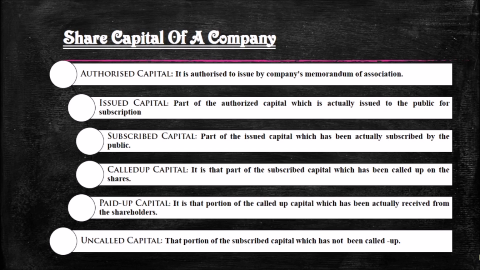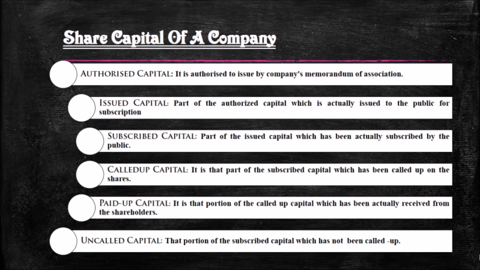For example, a company issues 10,000 shares of rupees 100 each. That is 10,000 into 100, which is 10 lakh. Yes, 10 lakh is the issued capital.